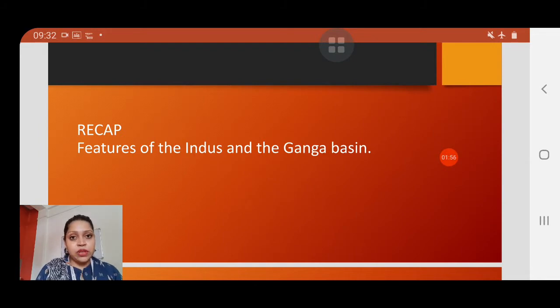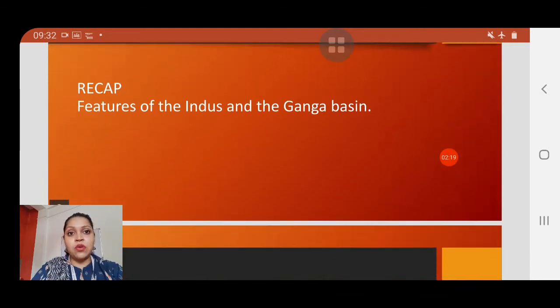Then we come to the Ganga Basin. What did we study in the Ganga Basin? The Ganga Basin is made by the rivers Ganga and Yamuna. In the Ganga Basin, the most number of people stay there. It's very densely populated because many industrial towns and cities are also there. So children, now let's move to the next topic and see what we'll study today.